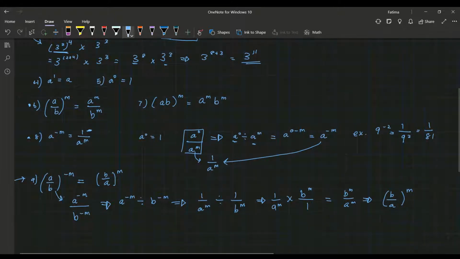So any fraction raised to a negative power, you can reciprocate that to make the power positive.